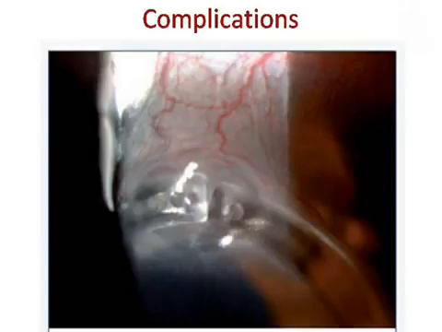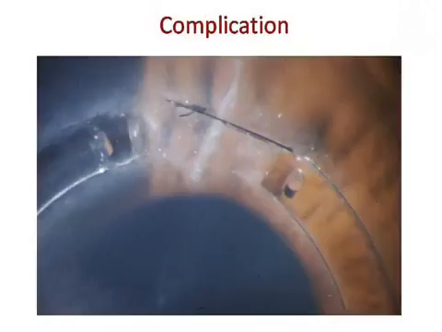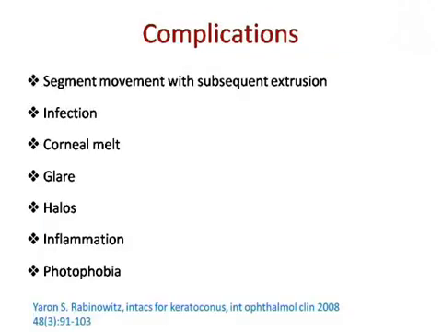Although INTACS surgery is quite safe, still complications sometimes occur. Like in this case, there is vascularization along the channel, and in this case there is extrusion of the ring superiorly. There are other complications of infection, corneal melt, glare, halos in some cases, inflammation, and photophobia in some patients.